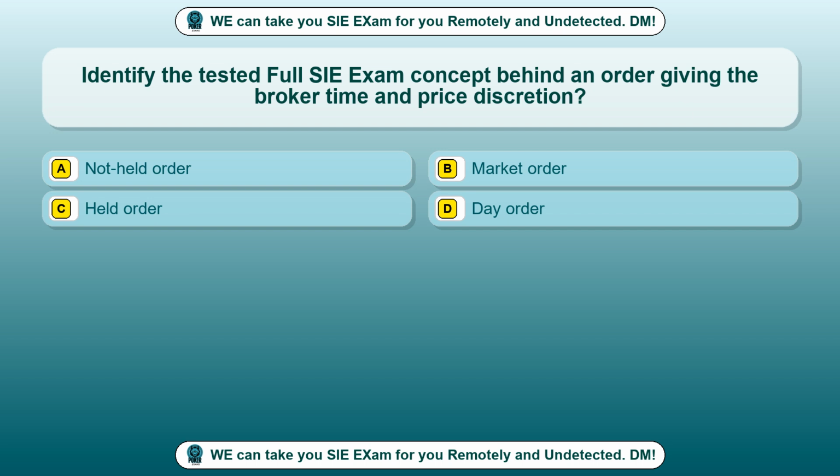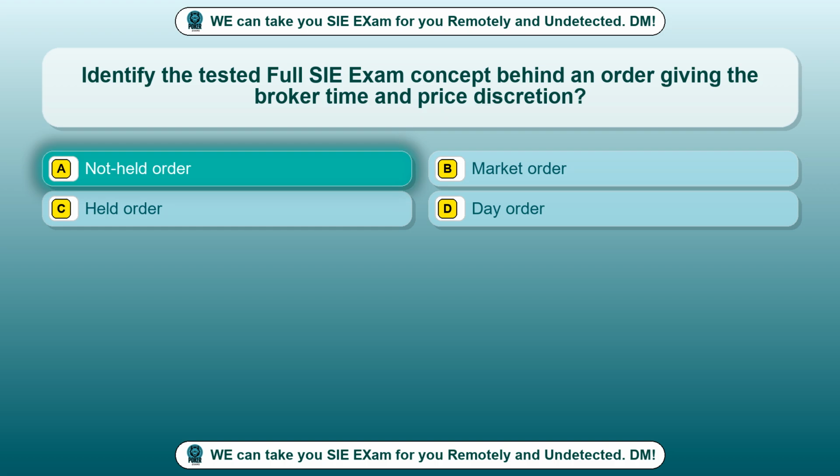Question 24. Identify the tested full SIE exam concept behind an order giving the broker time and price discretion. Option A, not held order. Option B, market order. Option C, held order. Option D, day order. The correct answer is option A, not held order.